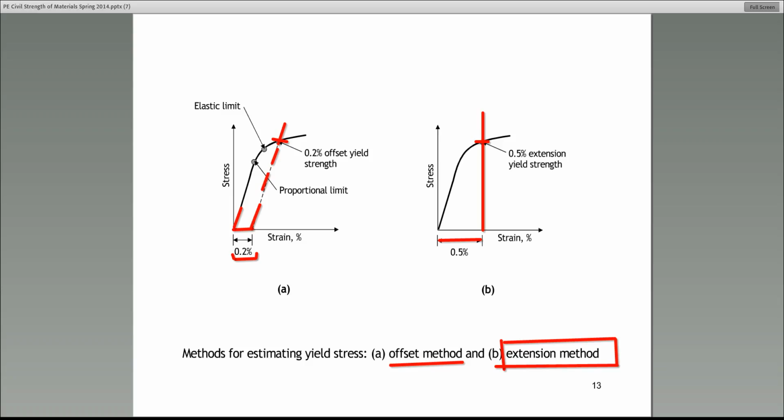In reality, the 0.2% method I have used quite a bit. The 0.5% extension I have not used very much at all in actual work. I don't know among you, if any of you have ever used the 0.5% extension or not. However, both these methods are not a very difficult concept, but these two methods you need to know for the test.